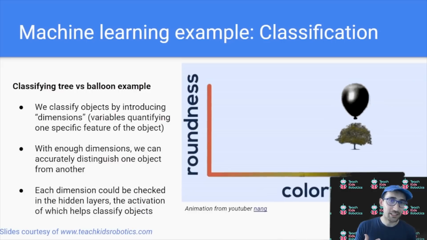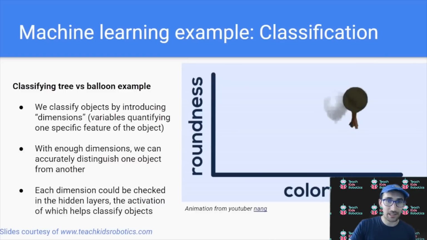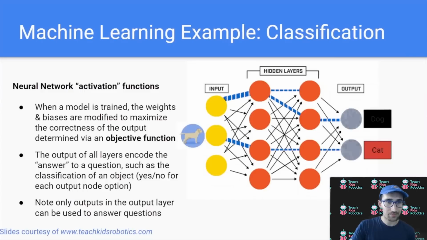With enough combinations of these checks, we can get a somewhat accurate prediction of what something is based on these properties that we've extracted from the original input, which could be something like an image.